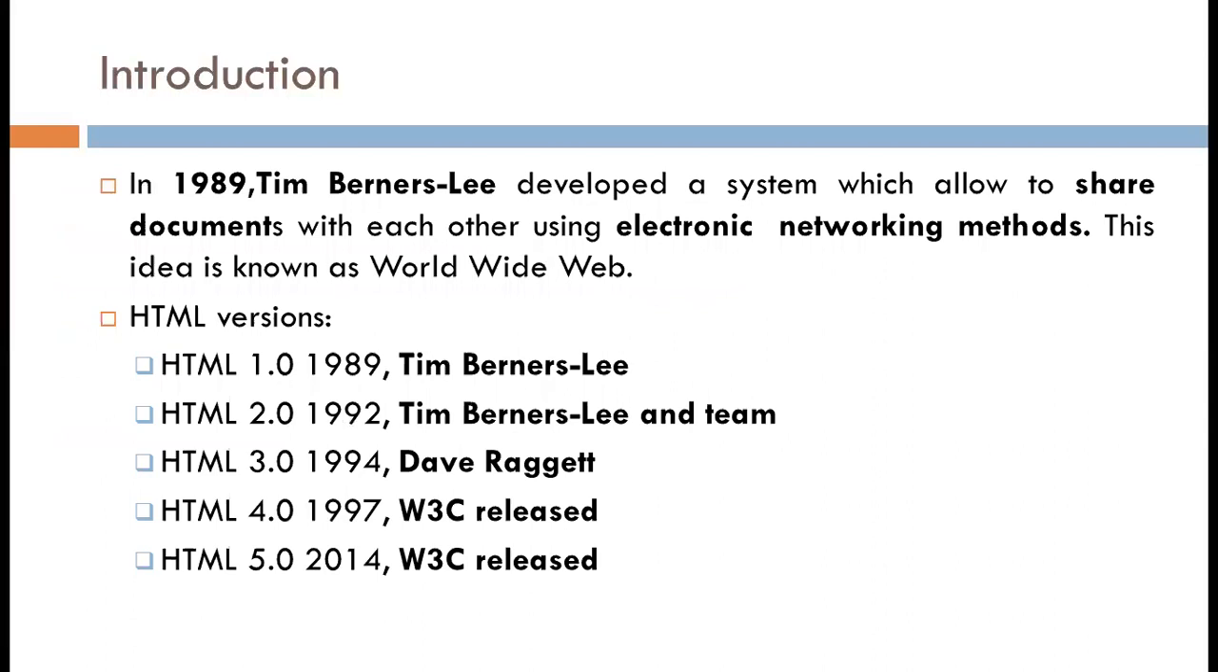In 1989, Tim Berners-Lee developed a system which allowed sharing documents with each other using electronic networking methods. This idea is known as WWW, World Wide Web. There are various versions of HTML available like HTML 1.0, HTML 2.0, HTML 3.0, HTML 4.0 and HTML 5.0. HTML 5.0 is the latest version of HTML.